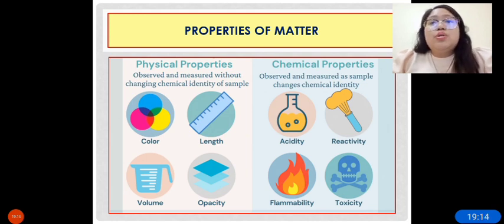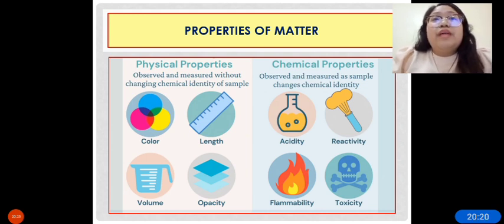Length, this is a measure of how long something is. For example, a pencil might be 15 centimeters long. Now, volume, this is the amount of space that matter occupies. For example, a bottle might hold 500 milliliters of water. And we have opacity. This is the degree to which light can pass through matter. For example, glass is transparent, but wood is opaque.